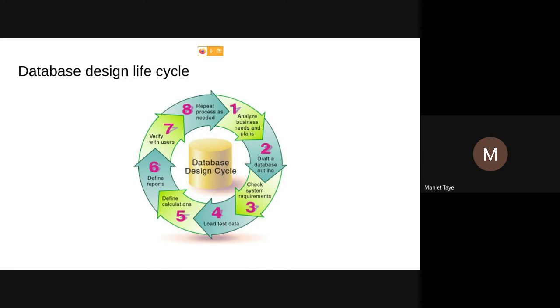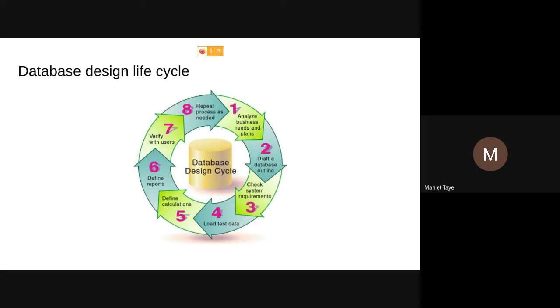So in the database design lifecycle, you have this step of analyzing the business need, where you define the requirements for your database: what the business requirements are, what the use case is, and how you can identify them by asking or any other methods you can use. Then based on that, you can draft the database outline, or draft the data model which you will use. Then you will check the system requirements. Based on the system requirements, you will cross-check that this meets the design perspective, the business need, or your specific use case.